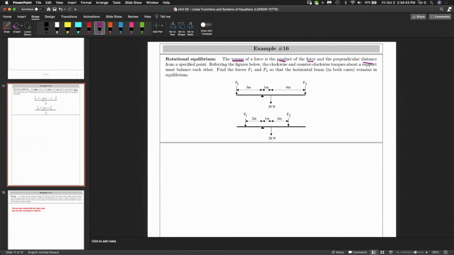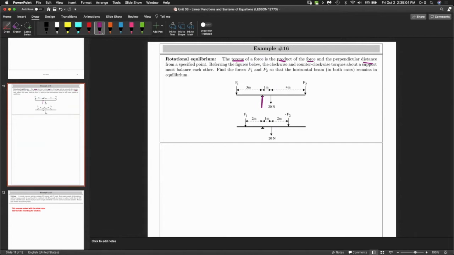So anyway, the formula for torque is the product of the force times the distance. So let's take a look at this question and kind of make sense of it. You see here, see this little triangle thingy here? This is a balancing point. So think of a teeter-totter. Think of two kids on a teeter-totter or a seesaw.